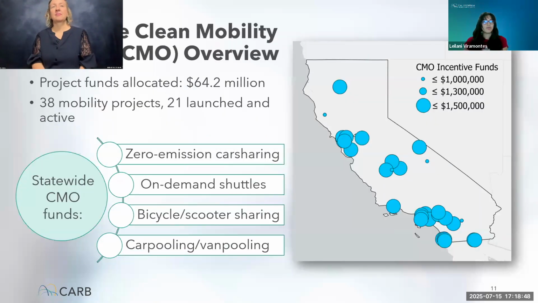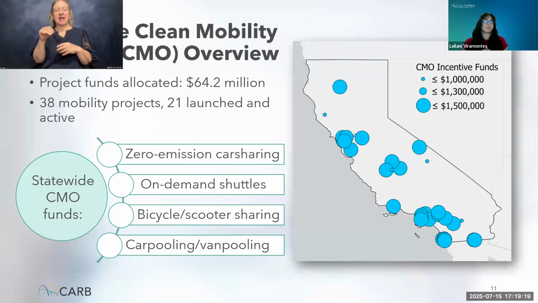This slide provides an overview of the Clean Mobility Options, or CMO, statewide voucher pilot project, which has $64.2 million in project funds allocated to date for mobility project vouchers. A portion of these funds also come from the California Energy Commission. Please note that Clean Mobility Options has also previously funded community transportation needs assessments, but these will be captured in the planning and capacity building overview.